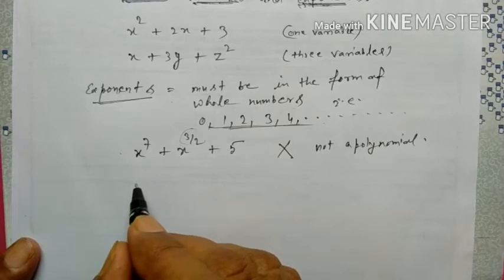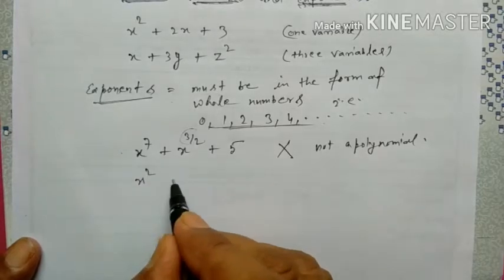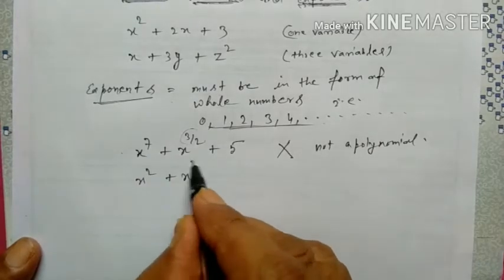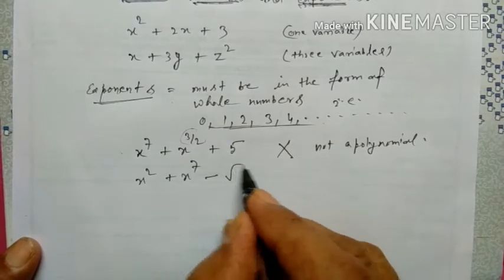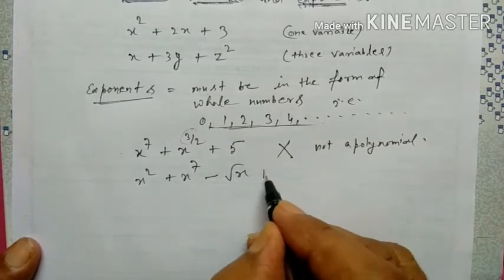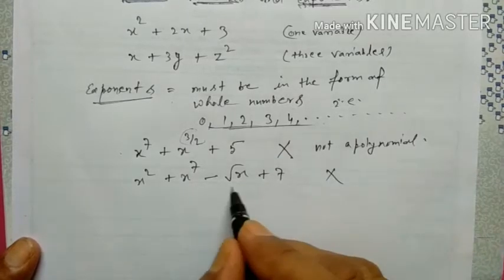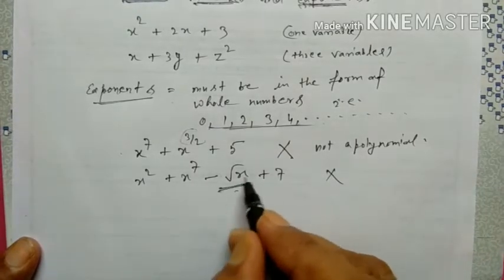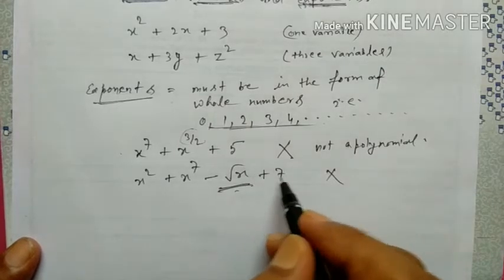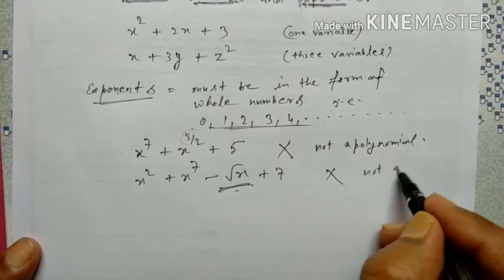Next example, take x square plus x power 7 minus root x plus 7. This is not a polynomial because under root x means x power 1 by 2. This is not a polynomial.